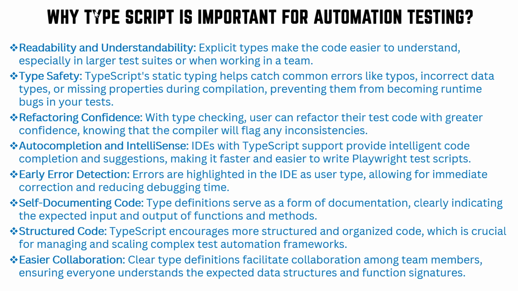Auto completion and IntelliSense we almost discussed. An IDE with TypeScript support provides intelligent code completion suggestions, making it faster and easier to write Playwright test scripts. So whenever you are pressing tab, some suggestions will automatically come. You can easily use them and call them whenever required. Early error detection: errors are highlighted in the IDE as you type, allowing for immediate corrections and reducing debugging time. So if you make any error, it is immediately highlighted in red, and you can mouse over it and the error will be displayed. So you can get the idea and try to fix it. It will reduce the debugging time.